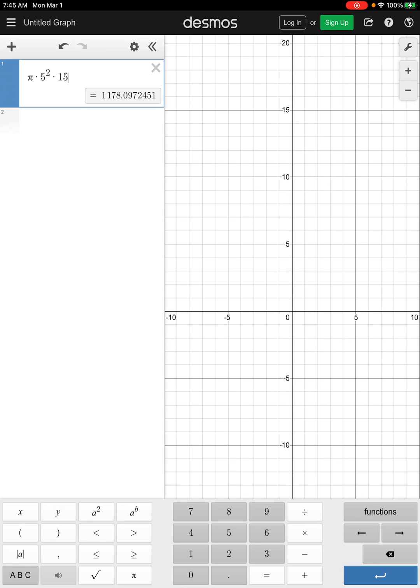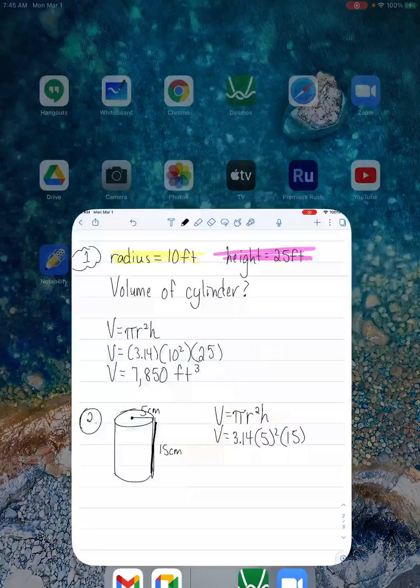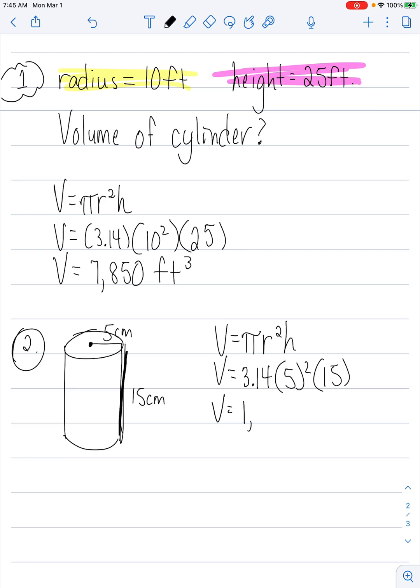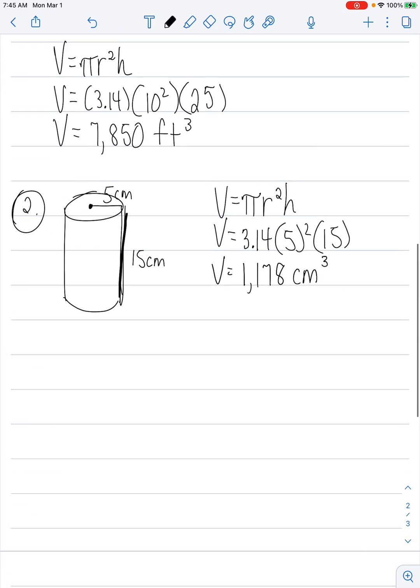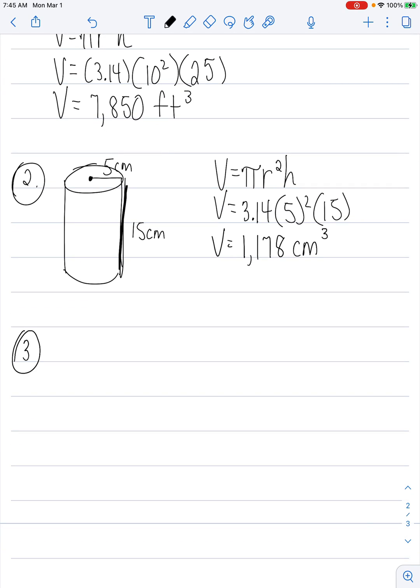1,178. And what you'll do is the question will tell you where to round. For this practice, we're going to round to the nearest whole number. So the volume is 1,178. My units were centimeters, so put an exponent of 3. So this cylinder will hold 1,178 cubic centimeters, or centimeters cubed, of something. Water, pop, or soda, whatever is going in this container.